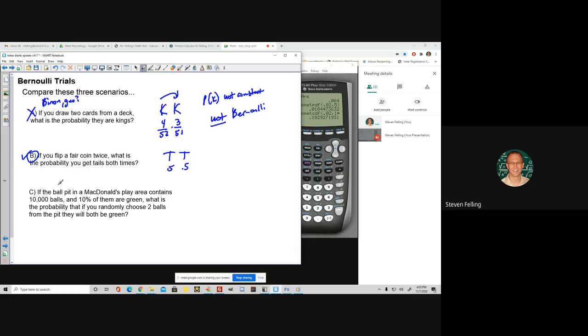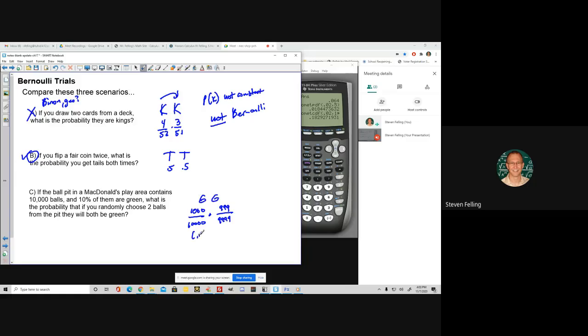What about this one? If a ball pit in a McDonald's play area contains 10,000 balls and 10% of them are green, what's the probability that if you chose 2 balls, they would both be green? Okay, well, the probability that the first one would be green would be 10% of the balls are green. So that means there'd be 1,000 green balls out of the 10,000 balls, right? And then we'd multiply by the second one, which would mean one of the green balls is gone. So it's 999 out of 9,999, right?